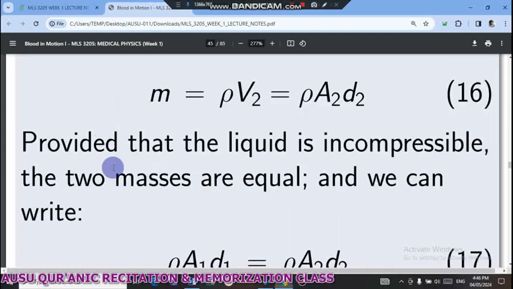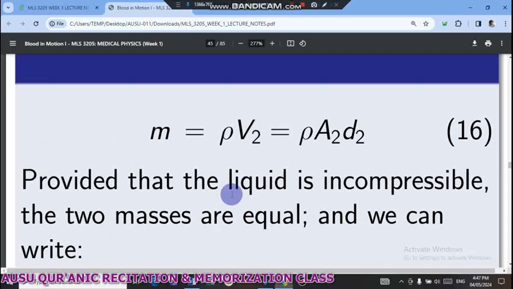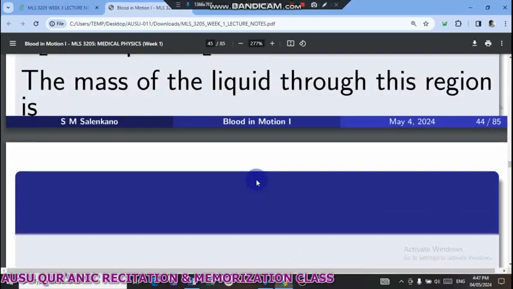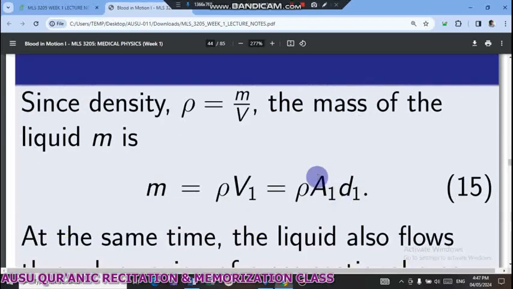So they say provided that the liquid is incompressible, meaning the density of the liquid is constant, then the two masses are equal. And if the two masses are equal, we can write this. The first mass, we express it as rho a1 d1.